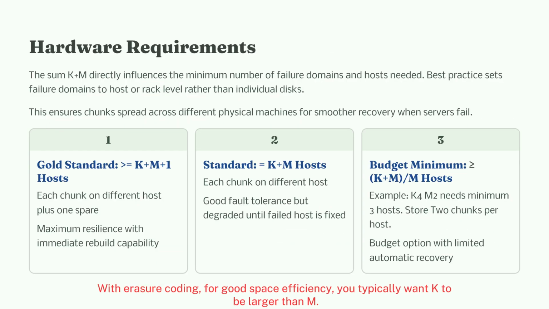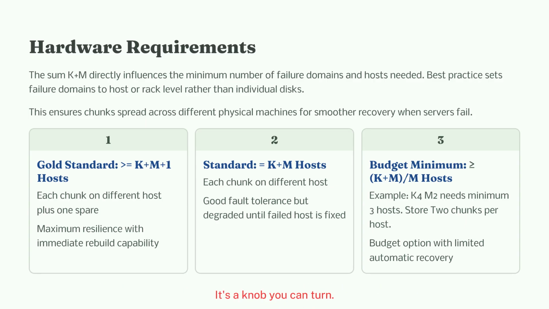With erasure coding, for good space efficiency, you typically want K to be larger than M. And the bigger the difference between K and M, the more space you save. It's a knob you can turn.